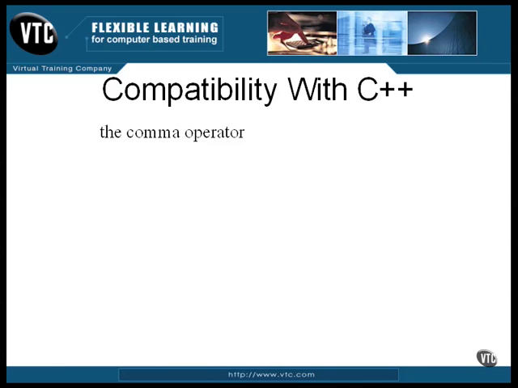The comma operator works a bit differently in the two languages. In C, the expressions are evaluated left to right. The comma is a sequence point. The residual value is that of the second expression. Therefore, both j and k are assigned the value 2. In C++, this order is not guaranteed.